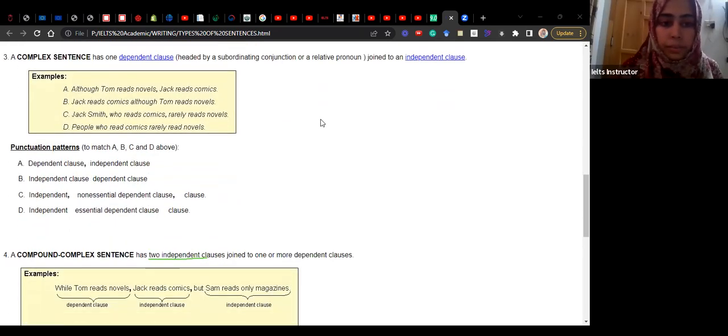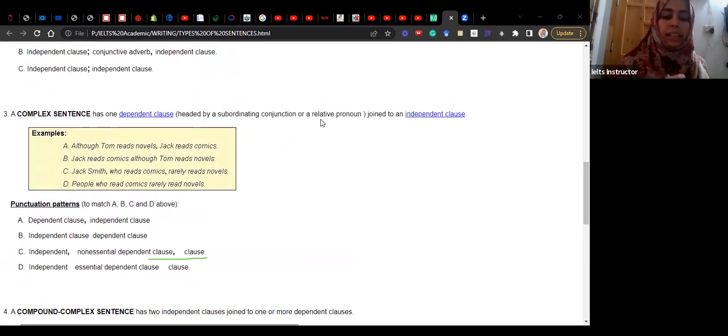The complex sentence. Now, in this type of sentence, there is a combination of both an independent clause and a dependent clause. Okay, what is meant by that?